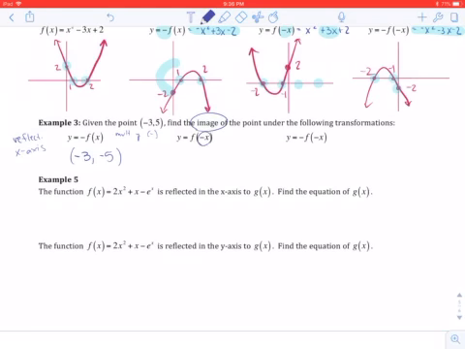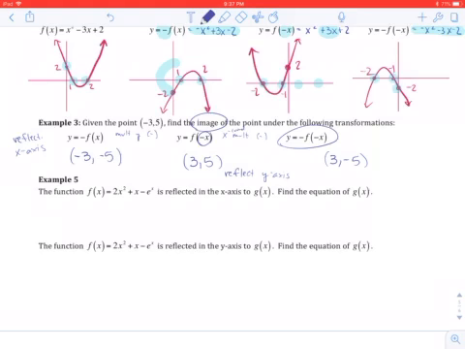This one I'm changing my x. Really what's happening is I take my x coordinate and multiply it by a negative. You can think of it as dividing by a negative if you want. The y is not being changed. That's your reflection across the y-axis. And this one is, of course, both. You make both of them opposite of what they started as.